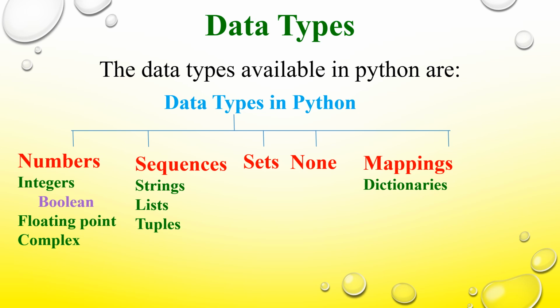The next one is the mapping data types. The mapping data type is an unordered data type in the Python programming language, and currently a dictionary is the only kind of data type which comes under mapping. It can be used for storing data items in key value pairs, and you will be learning in detail about all of these things.